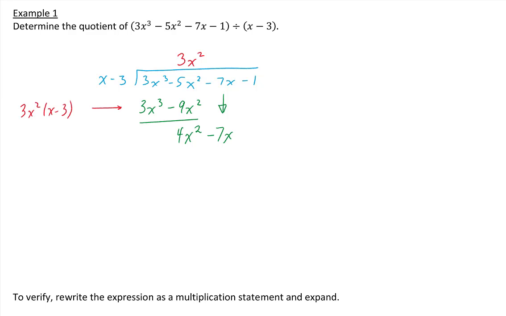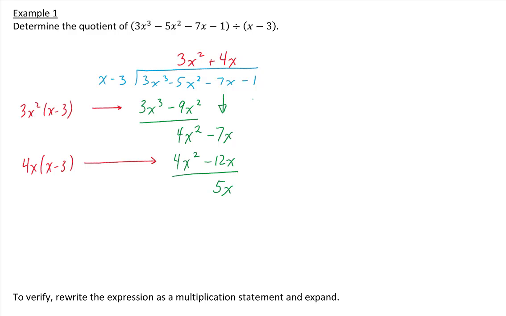And then I look at the 4x squared. What do I need to multiply x minus 3 by in order to get rid of the 4x squared? So I'm going to multiply x minus 3 by 4x, and that gives me 4x squared minus 12x. So again, I multiplied it by 4x, so I add that to my quotient. Let's subtract one more time. So the 4x squared minus 4x squared equals 0, and the negative 7x minus negative 12x equals 5x.